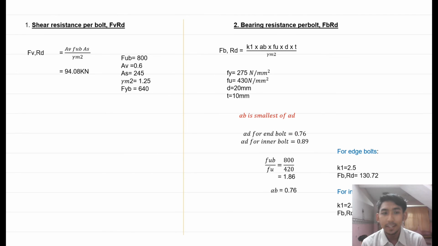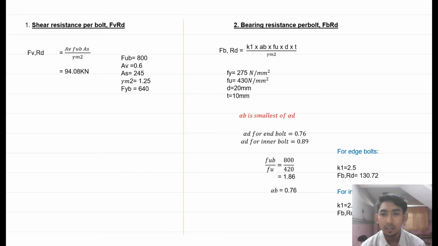After that, we find the shear resistance per bolt, FVRD. The FVRD formula is AV times FUB times AS over gamma M2. FUB is 800, AV is 0.6, AS is 245, gamma M2 is 1.25, FYB is 640. So FVRD is 94.08 kN.